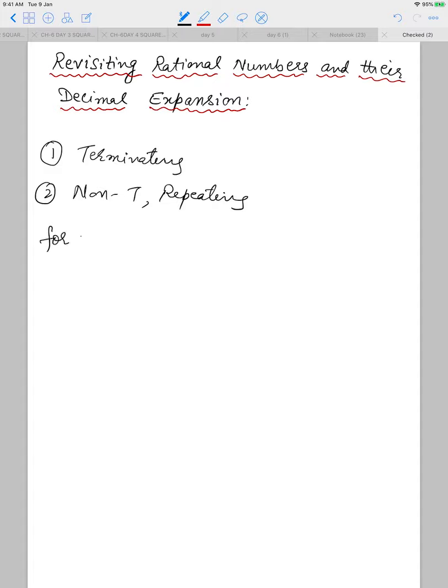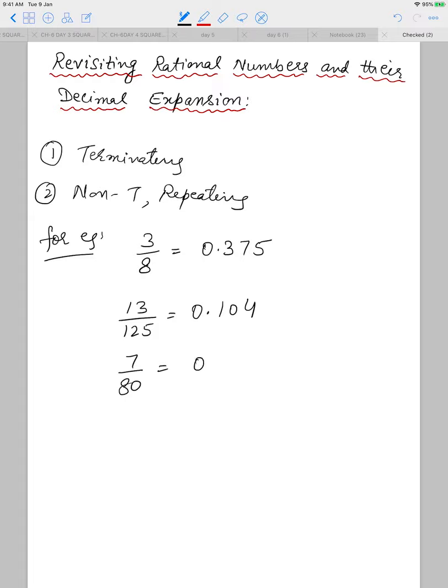Let's take some examples. For example, if I take a rational number, say 3 by 8, its decimal expansion will come out to be 0.375 and it will terminate after this. Suppose I take 13 upon 125, I will get 0.104 and it will stop after this. If you take 7 by 80, 0.0875. If you actually divide and check, these are going to be the decimal expansions of these numbers.